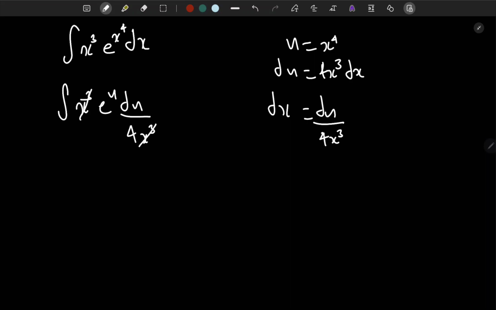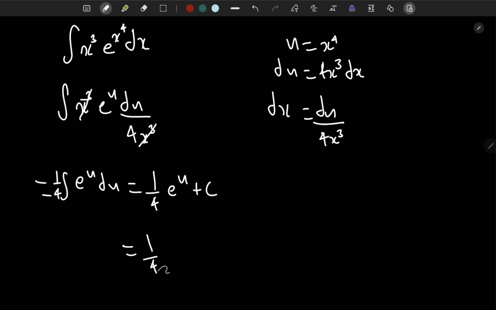Now this can cancel out with this, and simplifying this more, it's going to be 1 over 4 outside, e to the u du, and the integration of e to the u is simply e to the u plus c. And don't forget to substitute back u as the original value, which is x to the 4, so it equals 1 over 4 e to the power of x to the 4 plus c.